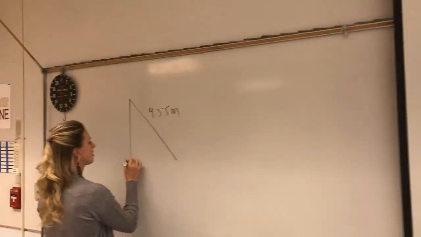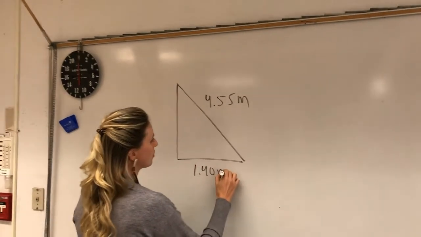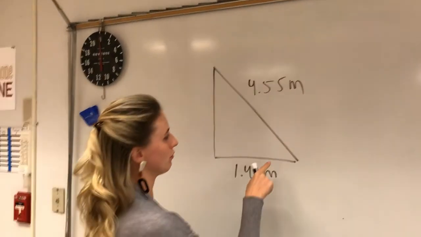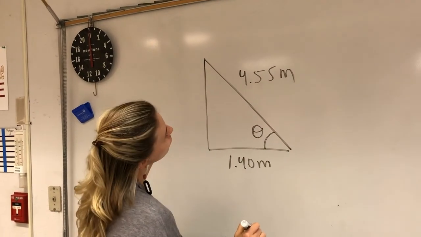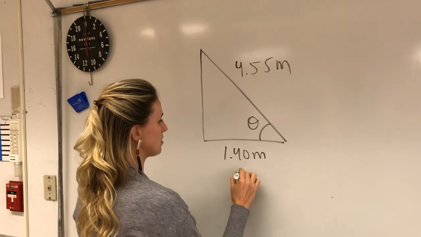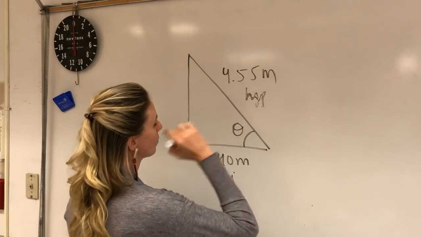4.55 meters. And it's 1.4 meters away. And what angle does it make with the floor? This is the floor, that's the ladder. What part of the triangle do we know? This is the adjacent, this is the hypotenuse. SOHCAHTOA.